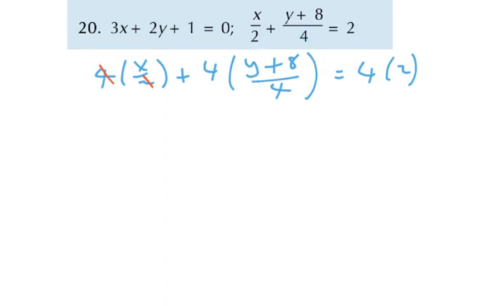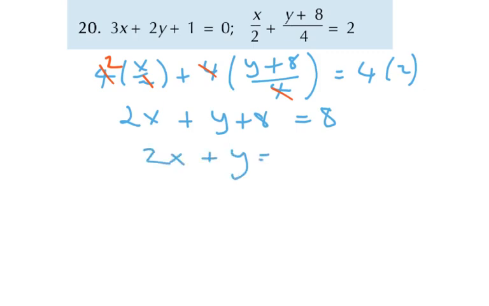The 4 divided by the 2 is going to give me 2. 4 is cancelled by the 4, gives me 1. And that's going to give me 8 over here on this side. So let's simplify that out. That's going to give me 2x plus y plus 8 is equal to 8. So that's going to give me 2x plus y is equal to 0, because look, minus 8, minus 8, so it's going to cancel on both sides.